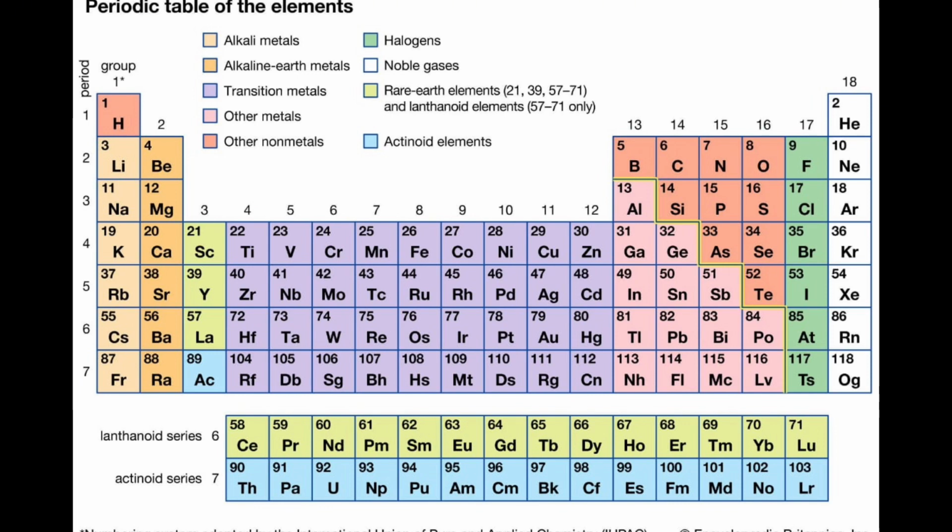So next week we'll be looking at bonding. How are these different groups, these different sections of the periodic table, in terms of their chemical properties?